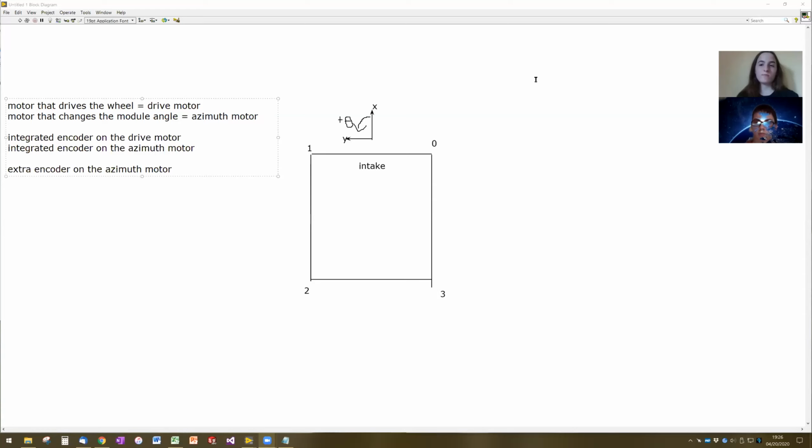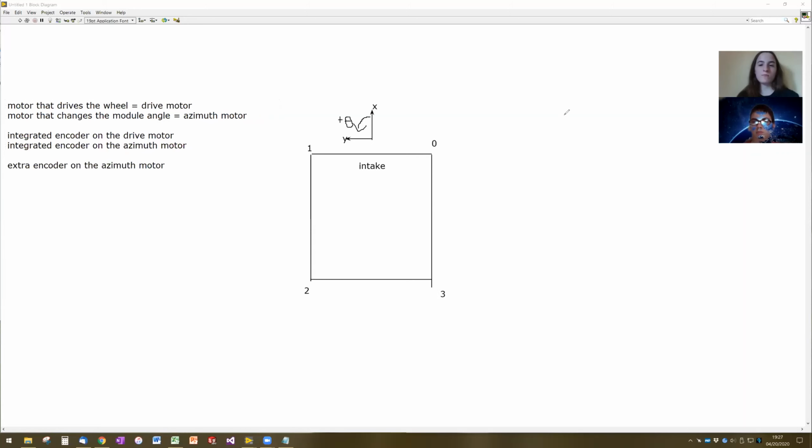So if we had, let's see if I can draw here. This is going to be a very bad circle, so I apologize. If the module rotated 180 degrees, and this is the module, and then the encoder rotated 360 degrees, we would have a bit of a problem.